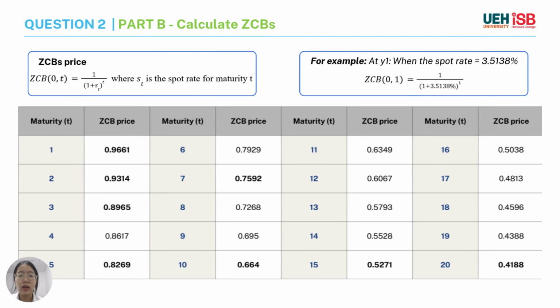So the next question is part B. It requires us to calculate the zero coupon bond prices. We already have the formula: one divided by one plus the spot rate to the power of t, where s_t is the spot rate for maturity t. When we apply the formula, we get the answer for 20 years, from year 1 to year 20, which directly reflects the time value of money.